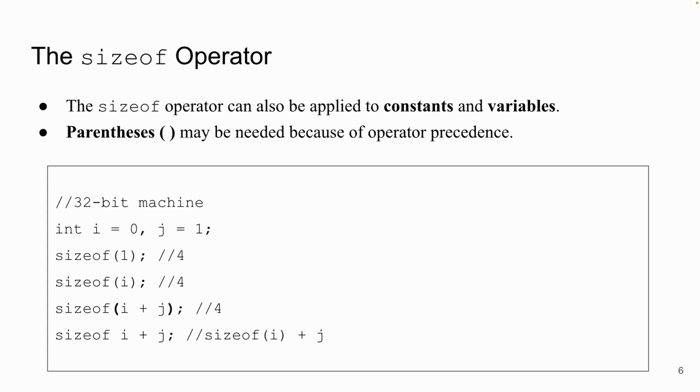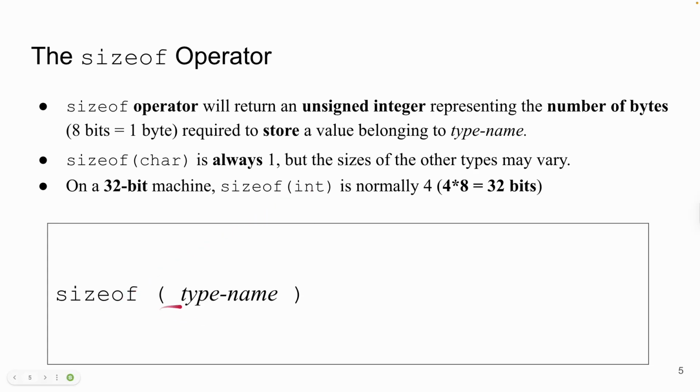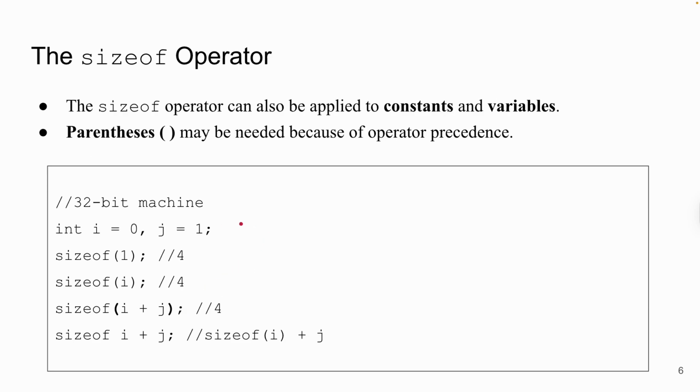And the sizeof operator can also be applied to constants and variables. So we can put the name of the type inside the parentheses of sizeof, but we can also put down the name of a variable inside the parentheses, or any constant value. The sizeof operator will check the type of this variable or constant and return the size we need to store that type of value.